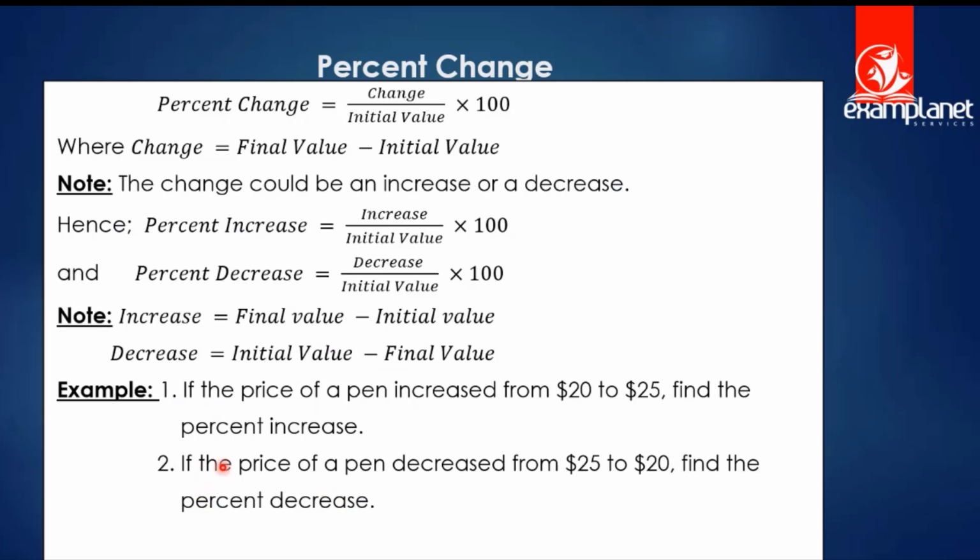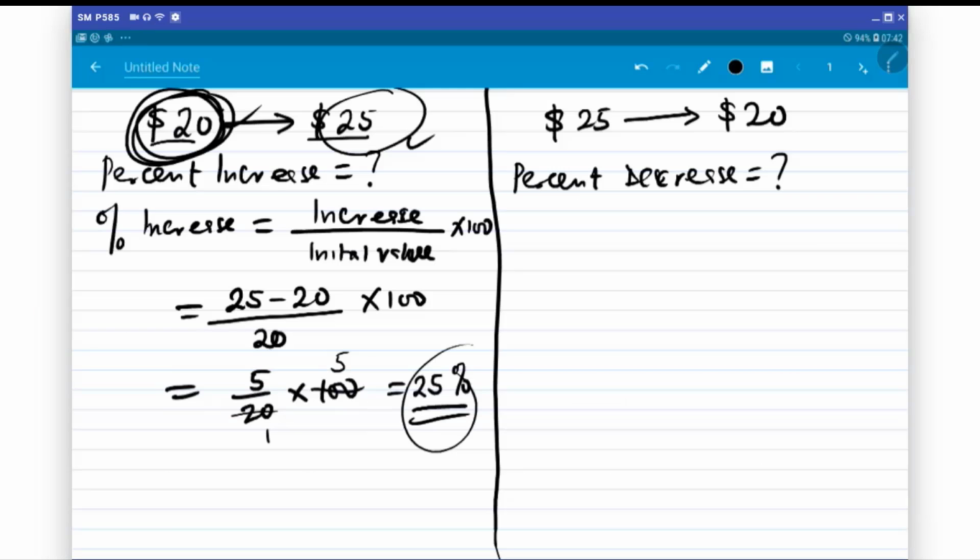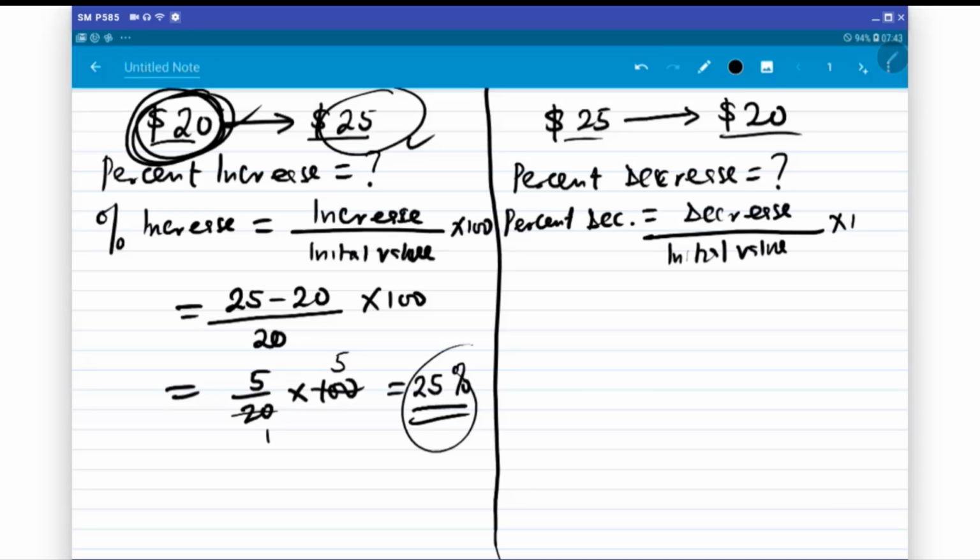The second example says, if the price of a pen decreased from $25 to $20, find the percent decrease. Can you see that? The price decreased from $25 to $20. Find the percent decrease. Now this one is saying we are decreasing from 25 to 20. So it's a decrease. So what is a percent decrease? Don't forget, our percent decrease will be the decrease divided by the initial value times 100.